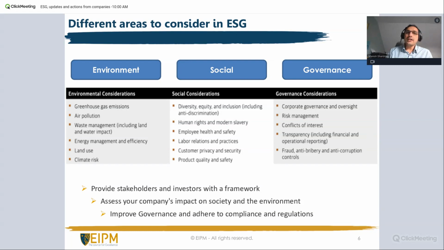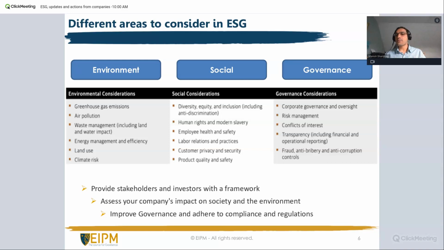Right. So what are the different areas to consider in ESG? We talked about these three pillars: environment, social, and governance. On the environment side, we can see some elements. Typically, the first one is greenhouse gas emissions, or GHG emissions, as we call them. This would also include areas like net zero actions or decarbonization actions and so on.